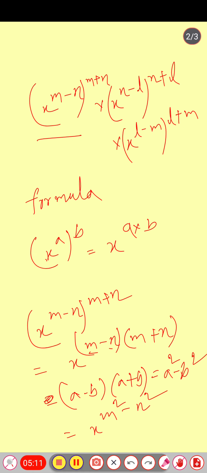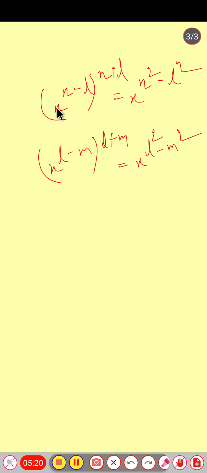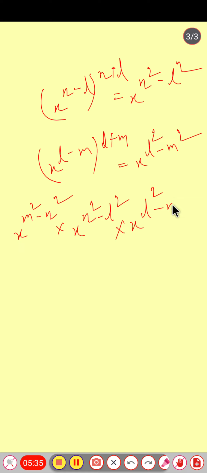We have got the value of all these parameters. Now we will put this in the equation. So here what will happen: x to the power m square minus n square, then x to the power n square minus l square, then x to the power l square minus m square.